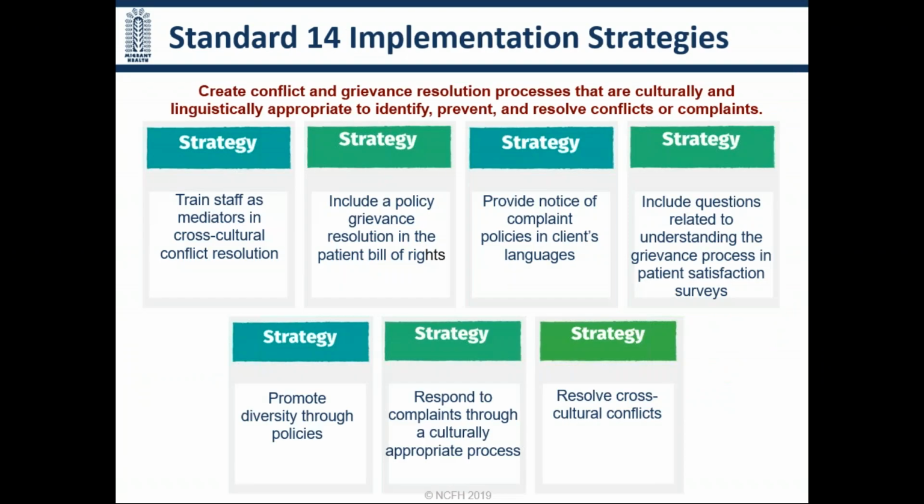Strategies for those are training staff as mediators in cross-cultural conflict resolution. It's a great idea there. Promote diversity through your policies. Respond to complaints through a culturally appropriate process. Again, including a policy on grievance resolution in your patient bill of rights.